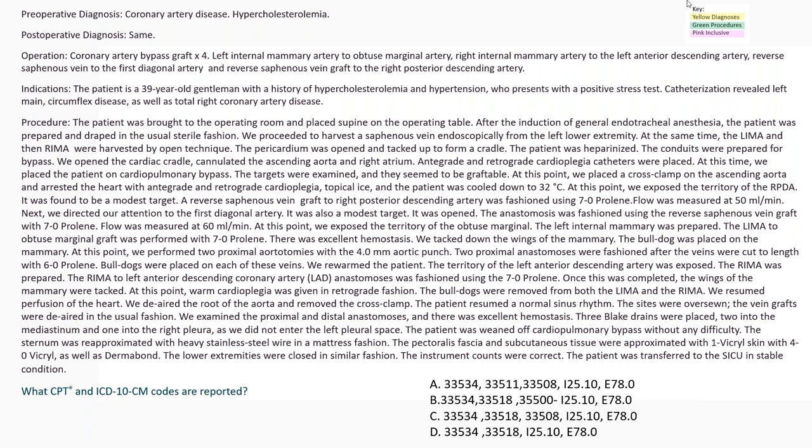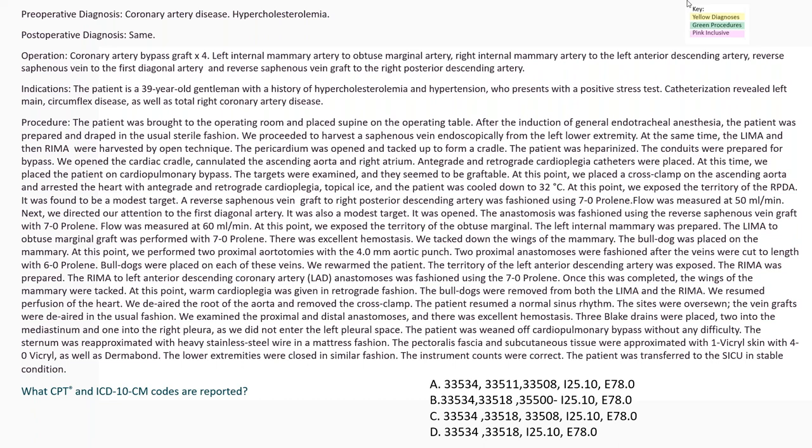We de-aired the root of the aorta and removed the cross clamp. The patient resumed a normal sinus rhythm. The sites were oversewn. The vein grafts were de-aired in the usual fashion. We examined the proximal and distal anastomoses, and there was excellent hemostasis. Three Blake drains were placed, two in the mediastinum and one into the right pleura, as we did not enter the left pleural space. The patient was weaned off cardiopulmonary bypass without any difficulty.